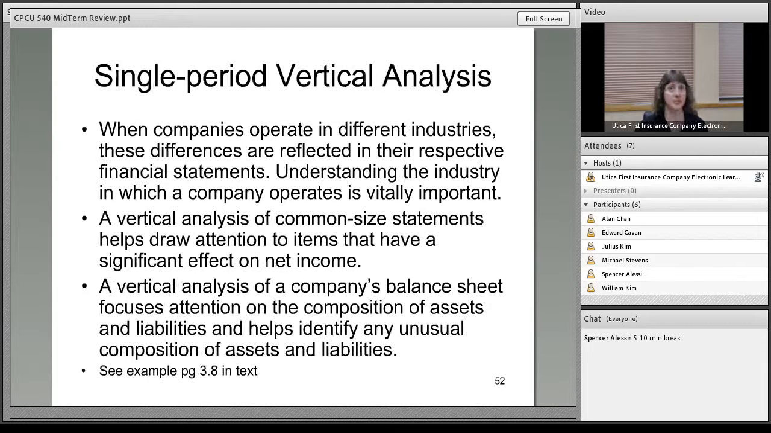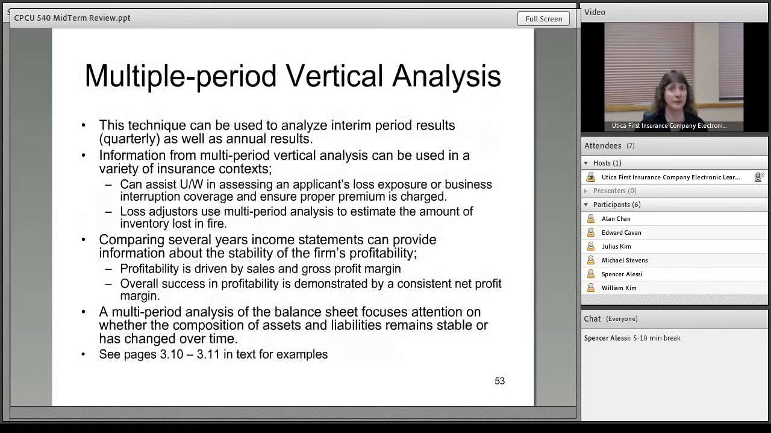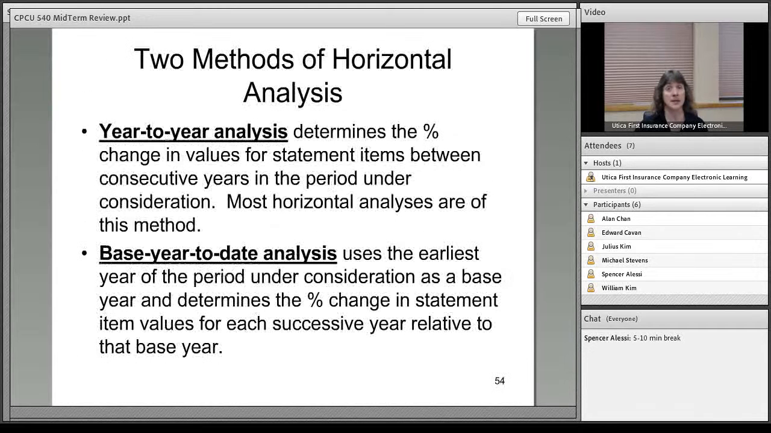I'm going to skip these slides. We already talked about single period vertical analysis versus multi-period vertical analysis. And we also looked at horizontal analysis, the year to year and the base year to date. Those are those two examples we looked at.